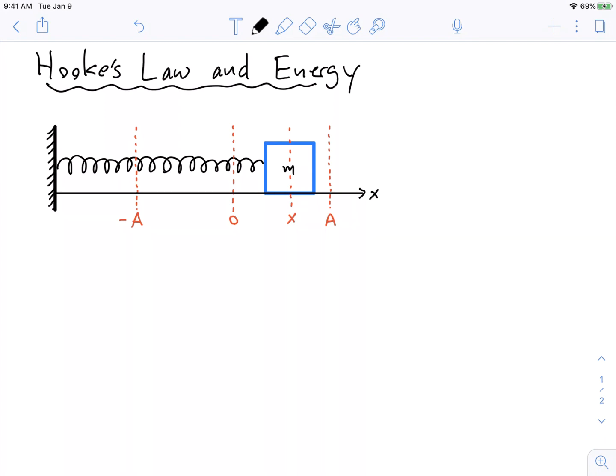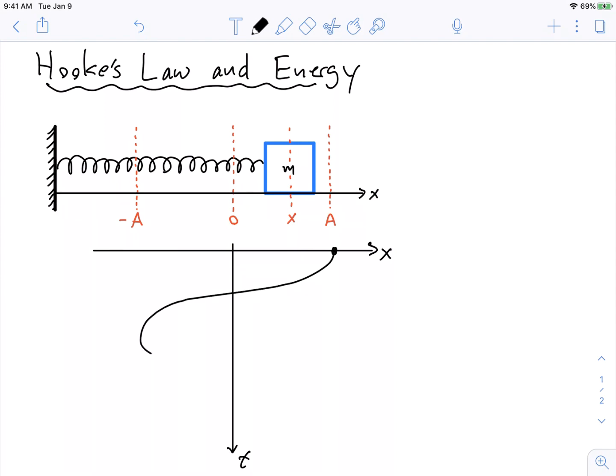So remember, we can plot this oscillation, right? We have some x-axis, and let's say it starts at A, right? And this is our time axis. Remember, we have to tilt our head to look at this. But as this thing oscillates, it goes back and forth and follows this cosine.